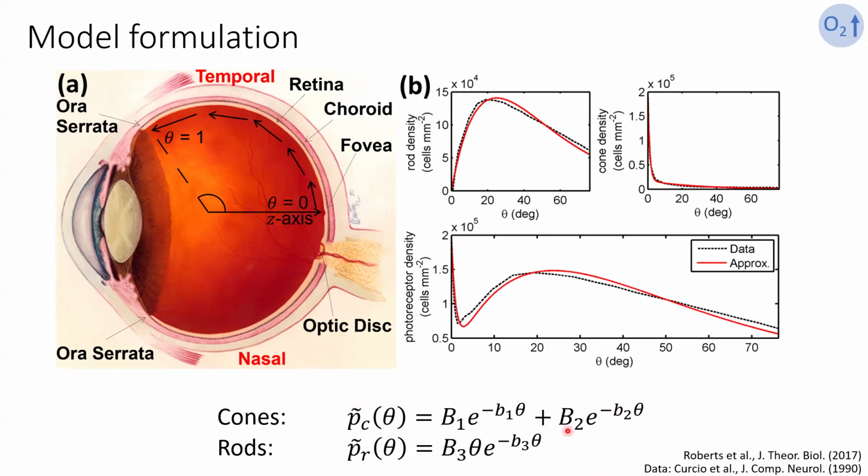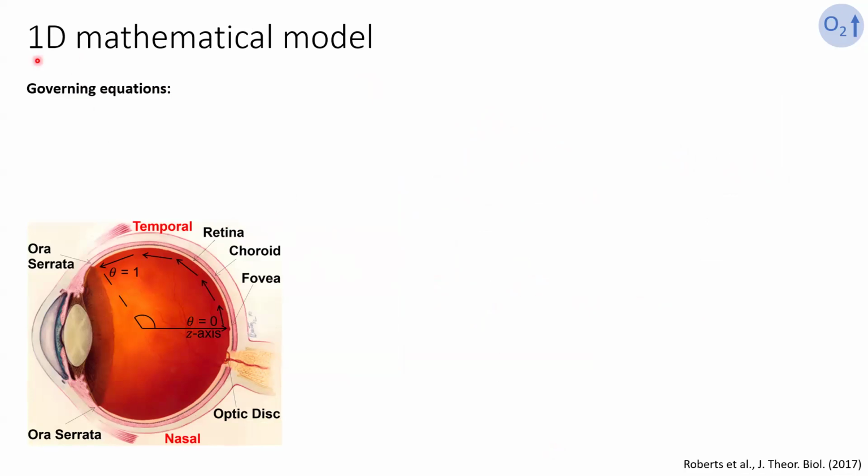The top equation here is an expression for the cone density, which is the sum of 2 decaying exponentials, and the bottom equation is a modified decaying exponential for the rod density. The fits to the data are shown here. This panel shows the fit to the rod distribution. The red curve is my approximation, the black dotted line is the data. This is from 0 degrees eccentricity at the fovea through to the ora serrata. Similarly for cones, there is a good match between the 2. If you add the 2 top panels together, you get the distribution of rods and cones together, so all the photoreceptors. I'm then going to incorporate that information into the model.